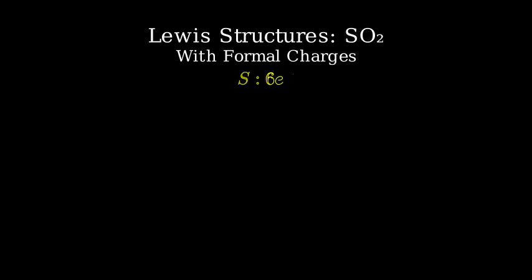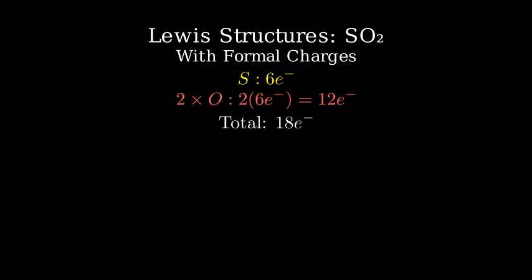Welcome! Today we'll learn how to draw Lewis structures for sulfur dioxide, or SO2, showing formal charges and ensuring all atoms obey the octet rule. Let's start by counting valence electrons. Sulfur has 6 valence electrons, and each oxygen has 6 valence electrons. That gives us 18 valence electrons total to work with.